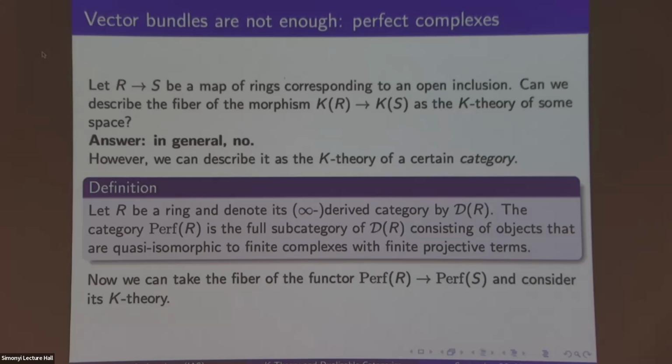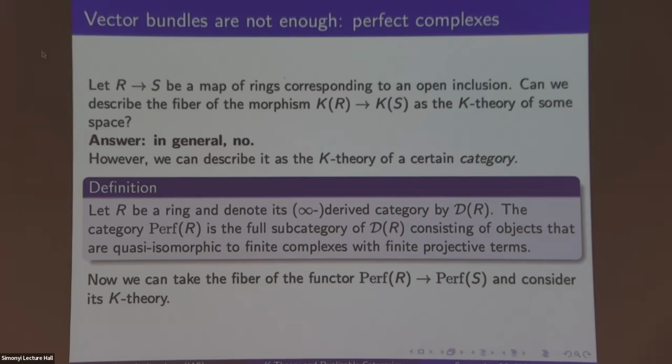This is what we are trying to do here, but the problem is that if you want to analyze the fiber of this map, you cannot actually describe it as K-theory of any ring. So there is some geometry missing, and category theory comes in and helps us, because it will introduce this missing geometry, a category which will yield this fiber. So what we're going to do here is introduce this category Perf of R.